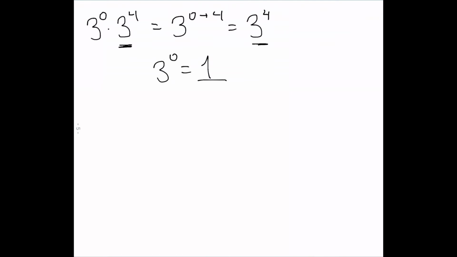And in general, that's true no matter what. As long as a is not 0, a to the 0 power will be equal to 1. So that told us how to deal with 0, but what if we have a negative integer? What if we want our exponent to be negative? How will that affect things?